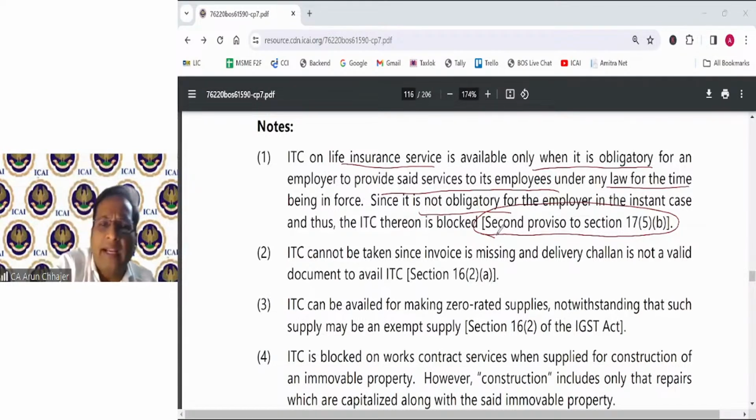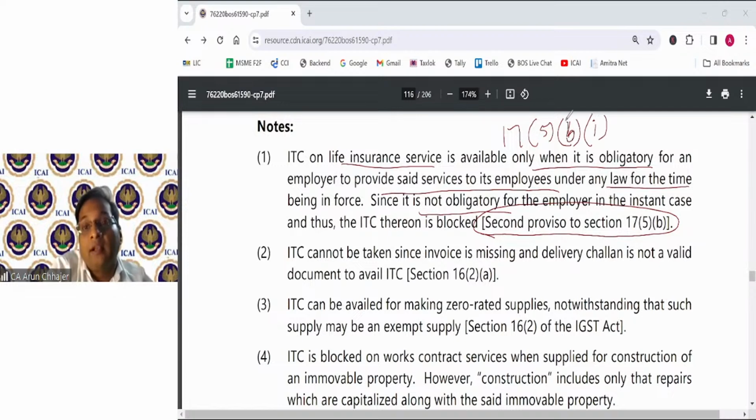So I have told you to add, if time permits, that normally the ITC of life insurance or health insurance is blocked in subclause 1. But yes, as per the second proviso, it is allowed if it is obligatory. Hence, in the question, because it is not obligatory, it will fall under the blocked category.